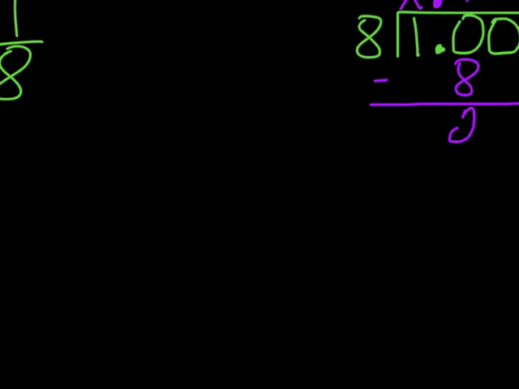That gives me 2. I'm going to then bring down my 0. That gives us 20. And now I think about how many times can 8 go into 20. 8 can go into 20 2 times because 8 times 2 is 16. I'm going to subtract again. When I subtract, I'm going to get 4. And then I bring down my 0. And now I have 40.